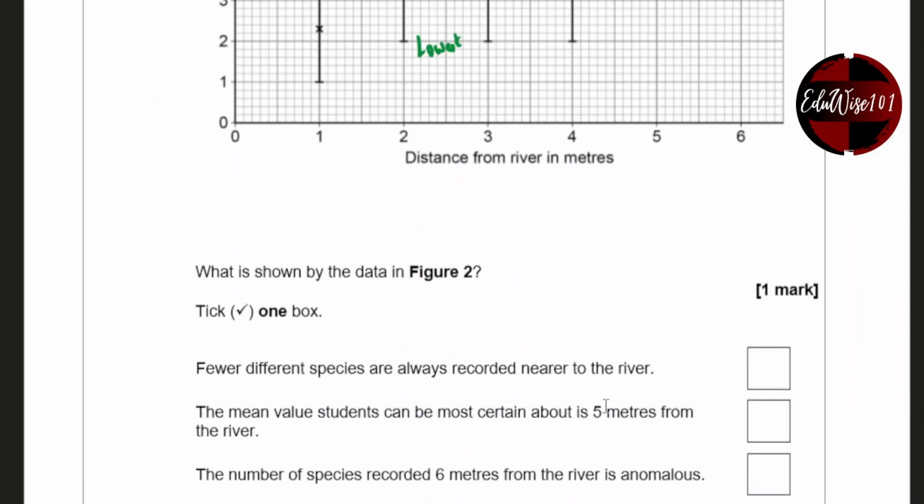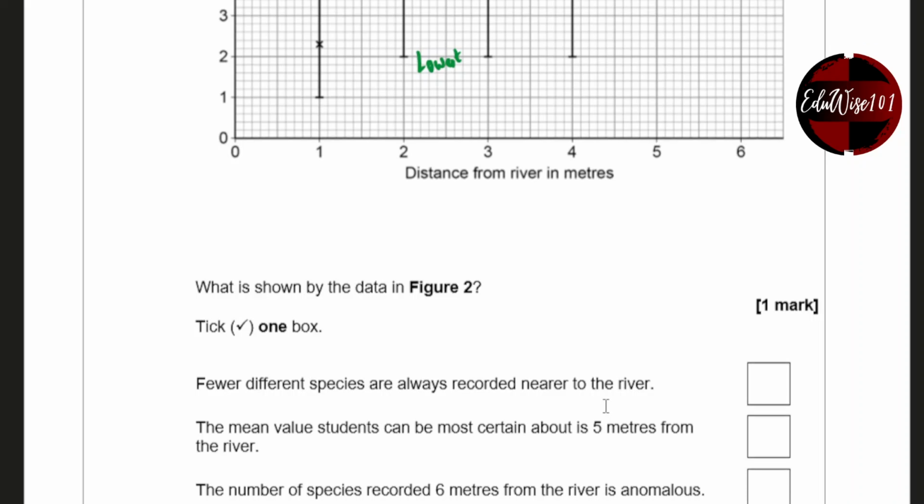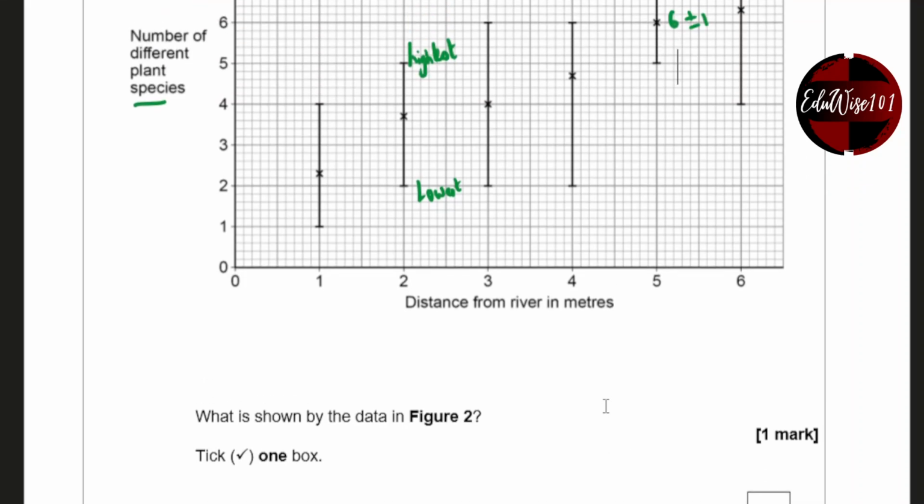What is shown by the data in figure 2? Fewer different species are always recorded near the river. That's impossible to say because there's less species recorded near the river at 1, and the number of maximum is 4. Here at 2 meters, the lowest is also 2. At 3 meters it is 2, and 4 meters is also 2. So that's not correct.